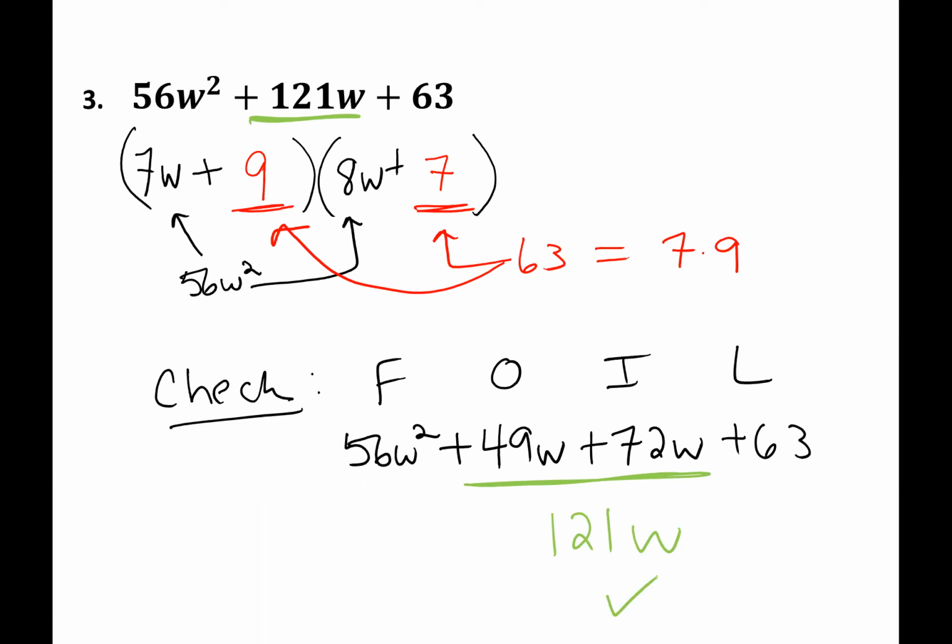All right, so when you see a problem with bigger numbers like this, take it slow. You might be surprised that you can narrow it down rather quickly. Again, 7w times 8w, that's 56w squared. 7 times 9 was 63. When I did the full FOIL process, this is one of those lucky times where my outside and inside terms just worked right away. They added up to that 121.